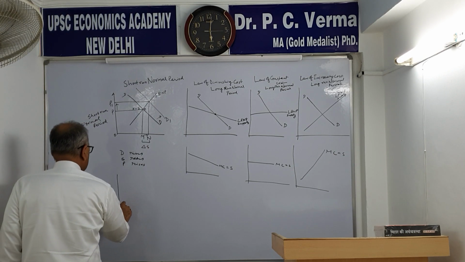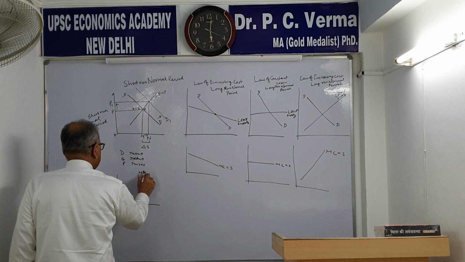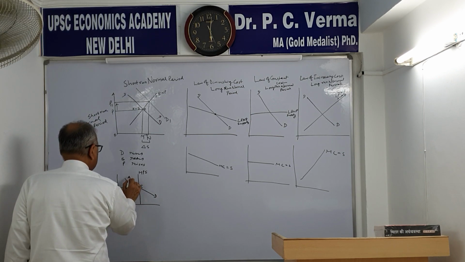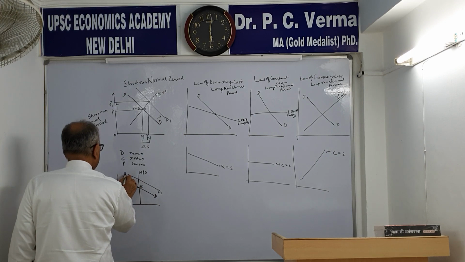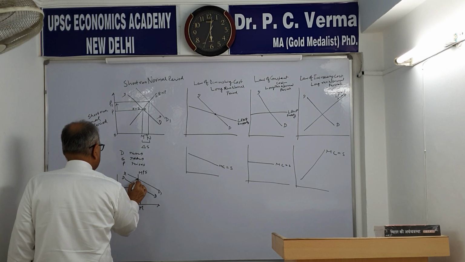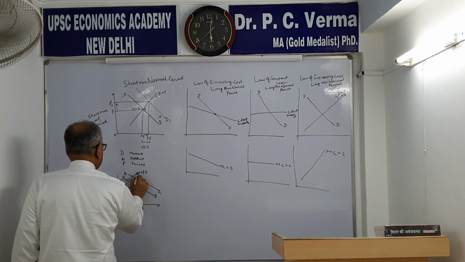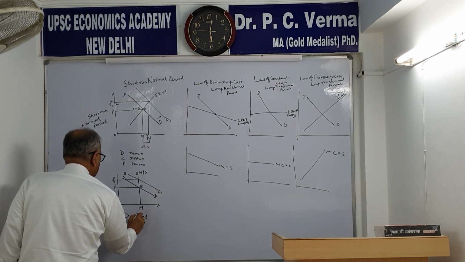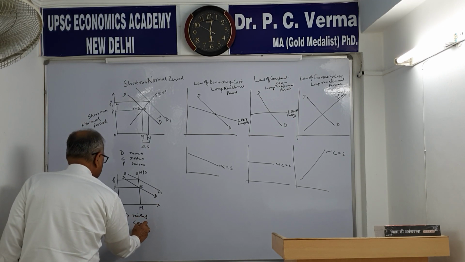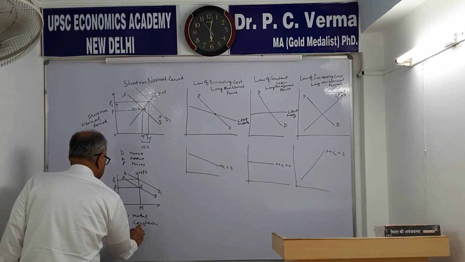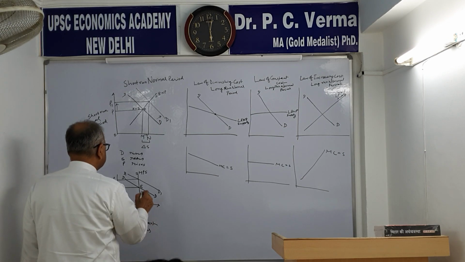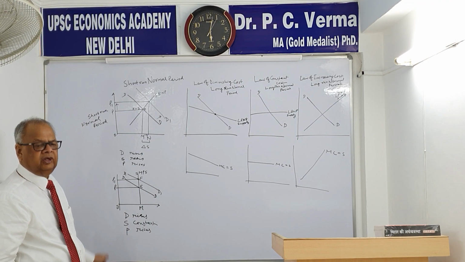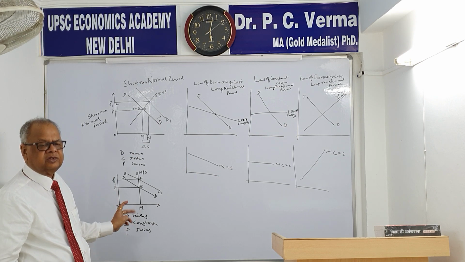But you have seen under market period, supply and demand: this is P. Demand rises, supply is constant, price rises. Here what we will write? D rises, S constant, P rises. Equilibrium shifts from E to F. D rises, P rises, S constant. This is the first case.